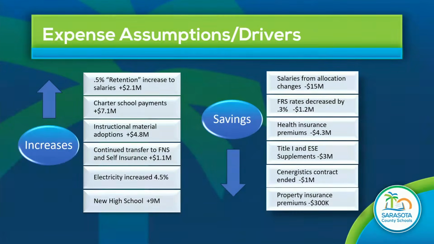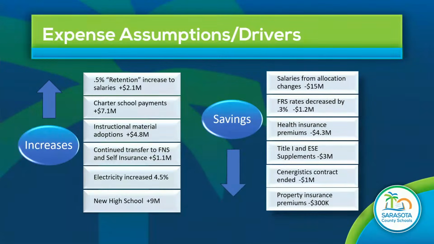We're seeing obviously increases like probably everyone's household to utilities of about 4.5%. And then of course our new high school of about $9 million. Now that $9 million is inclusive, I just want to be clear, of the staffing that's involved there. So some of that staff was transferred from maybe a Venice or a Northport, but in general it costs $9 million to support the opening of that school.